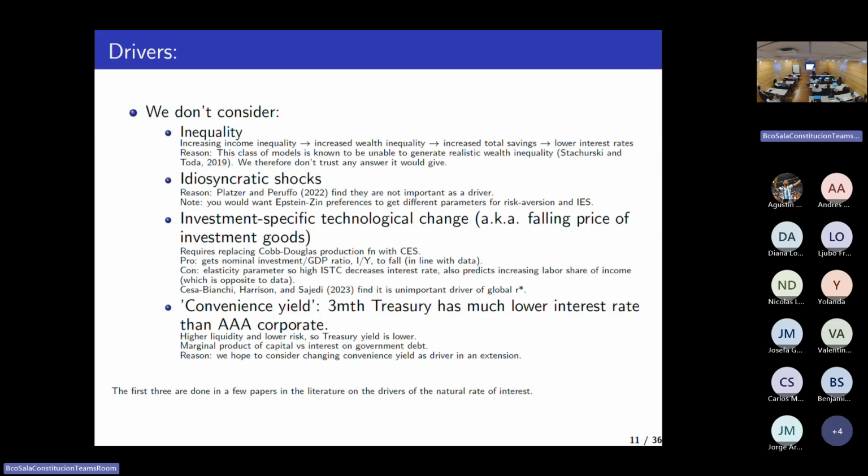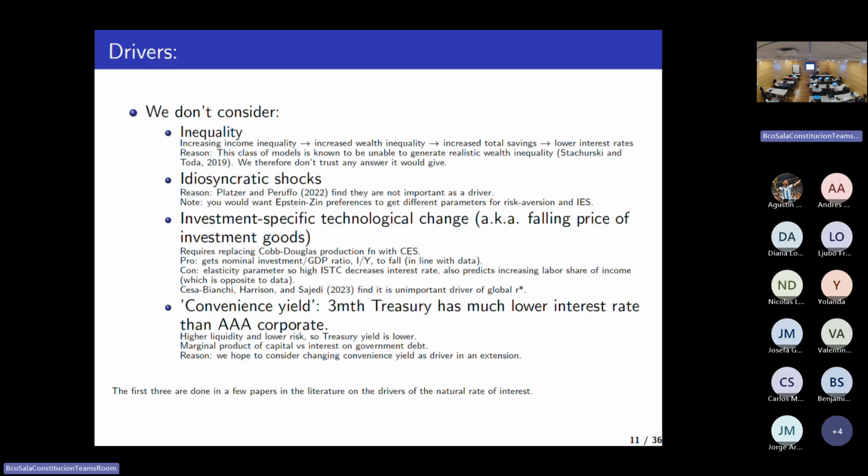Idiosyncratic shocks, we don't put them in because papers that put them in tend to find they're not very important. It would also be a major complication of the model, because then you'd have, if you didn't change the model to Epstein-Zin preferences, one parameter for the elasticity of intertemporal substitution and the risk aversion. And the elasticity of intertemporal substitution in this model is hugely important. It's pretty much one of the three most important parameters that determine the interest rate. So looking at the literature, it didn't seem to be that important. They all find that it doesn't matter, so we don't bother with it.